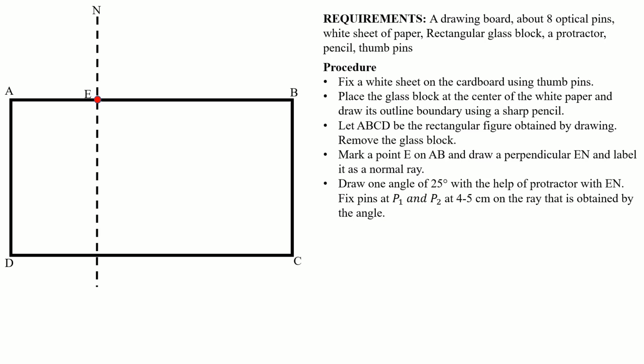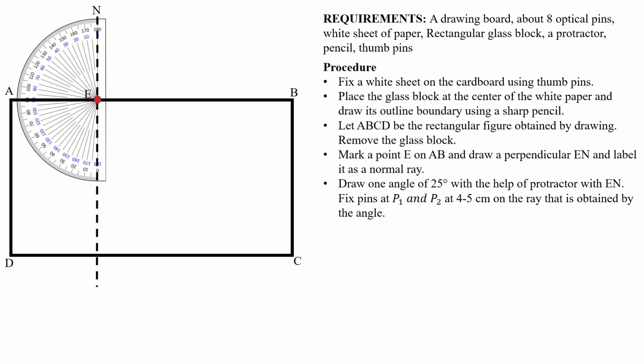So let's continue. We are going to draw an angle of 25 degrees using a protractor with EN. Remember, you are measuring the angle with respect to the normal EN, not with respect to the base AB. You place your protractor and we find the angle marked 25 degrees. We have 0, this is our 0 mark. You see how the protractor is placed. The 0 mark is at the center point, so the center point is on our point of reference where we are measuring our angle.